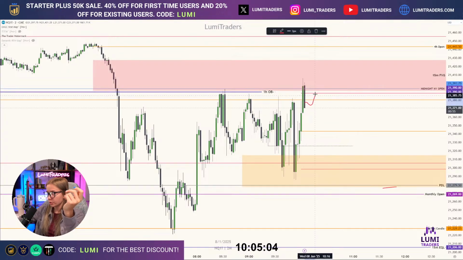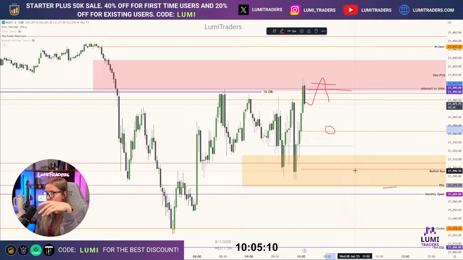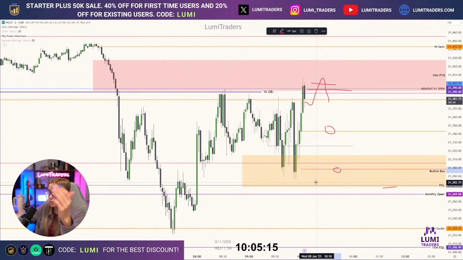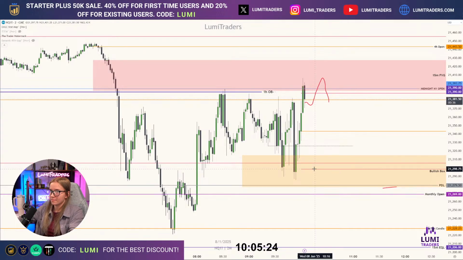We may see potential continuation higher. This same inversion fair value gap may be right here. I don't know. To aim for this level right here and then this level right here. Otherwise, if no inversion fair value gap, based on my rules to trade the stat map levels, what does it mean? What does it mean? No trades.